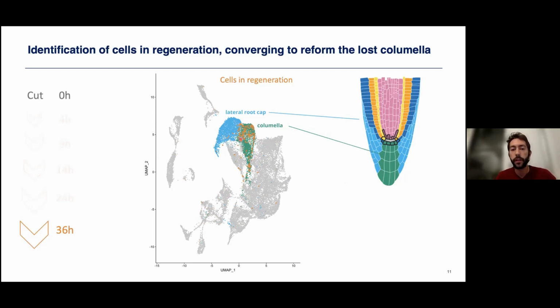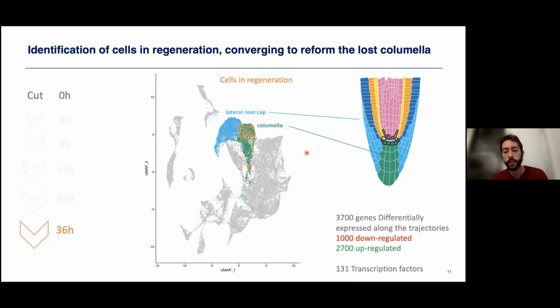So using this approach, we're able to identify cells in regeneration at all the different time points. We were able to build trajectories and identify differentially expressed genes across this data set. We were especially interested because we identified about 100 transcription factors that seem to be extremely important in regeneration. We are currently screening these candidate genes using a bunch of CRISPR lines or a newly published inducible CRISPR, which is working extremely well.